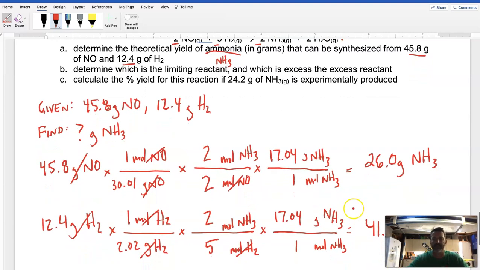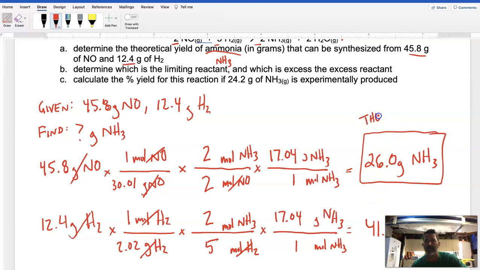Okay, now remember, step 3, the smaller of the 2 answers is my correct answer. Please do not add these together. Don't take the average. It's always the smallest. So again, this is what's considered my theoretical yield. In theory, we should be able to make 26.0 grams of NH3. So that is my answer to letter A.